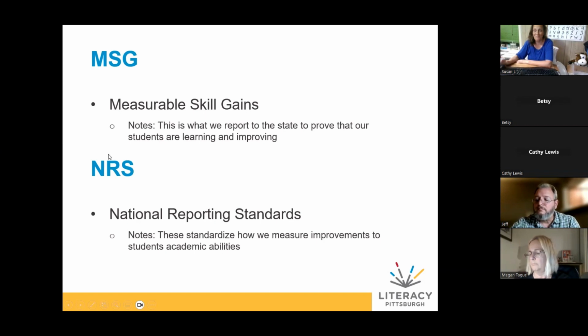And then the NRS, which is the National Reporting Standards, standardizes how we measure those improvements to students' academic abilities. So the National Reporting Standards has its own scale that we use on the back end to make sure that we mark these measurable skill gains correctly.